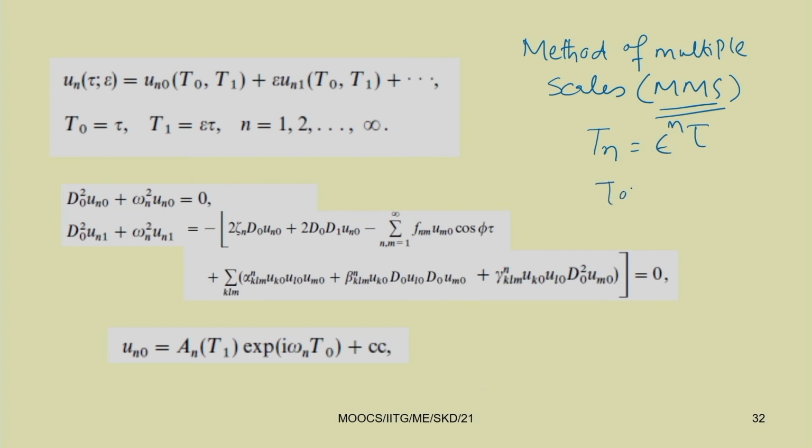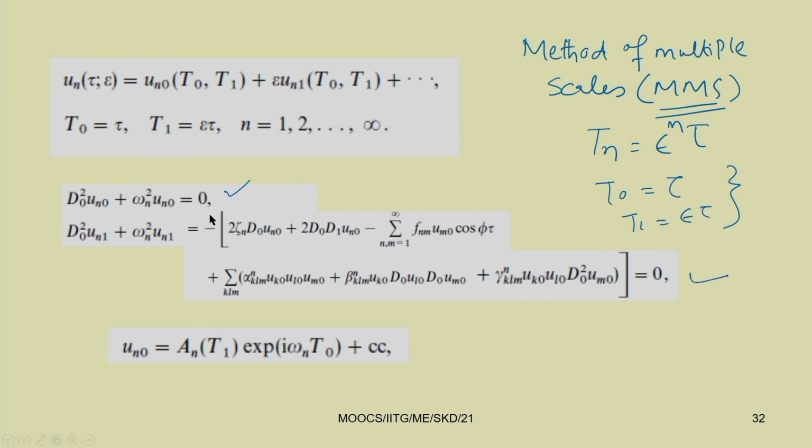So, T0 equals epsilon to the power 0, that is equal to 1, that is tau, and T1 equals epsilon tau. So we are taking up to two time scales: T0 equal to tau and T1 equal to epsilon tau. Now substituting this in the original equation and separating the terms with different orders of epsilon, we can have these two equations: this is epsilon to the power 0 and this is epsilon to the power 1.